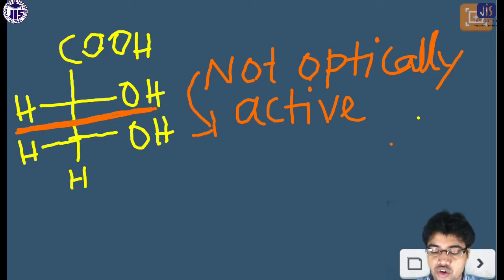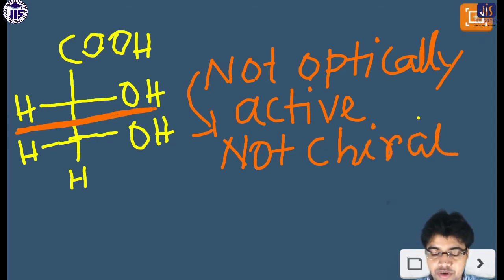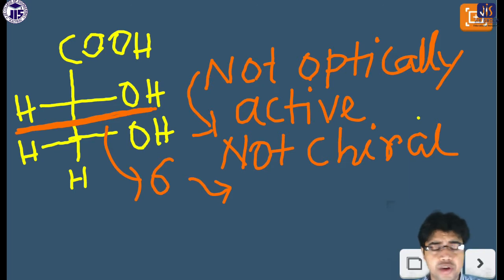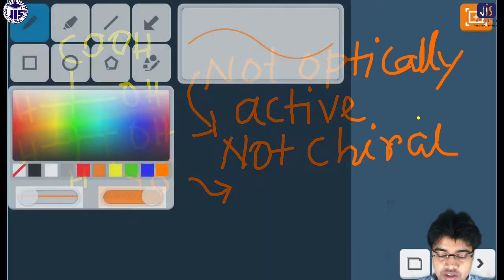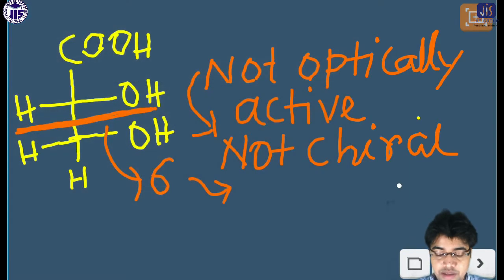Why not optically active? Because it is not chiral. Why not chiral? Because the compound has a plane of symmetry, because the compound has the sigma. So it has no enantiomeric relationship, or no non-superimposable structure. That's why the compound is called a meso compound, or mesotartaric acid.